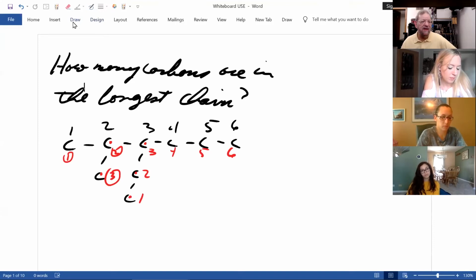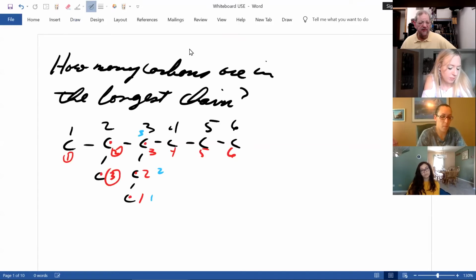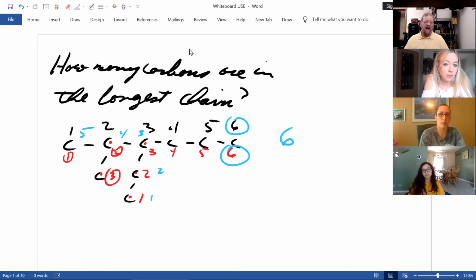And I could also go 1, 2, 3, 4, 5. So there are two ways you can look at this. And the longest chain, if I count it correctly, and if I don't, correct me, would be 6. And that's all I'm asking at this time.